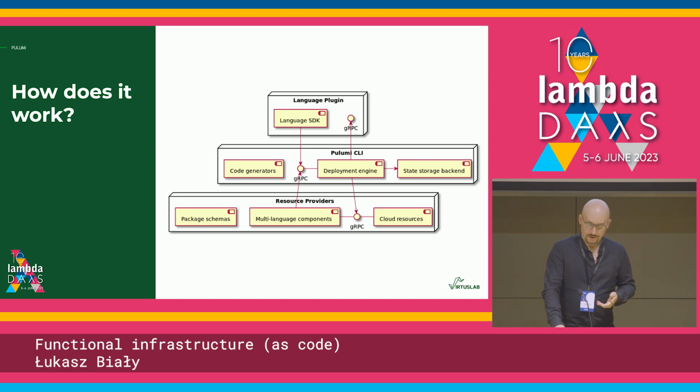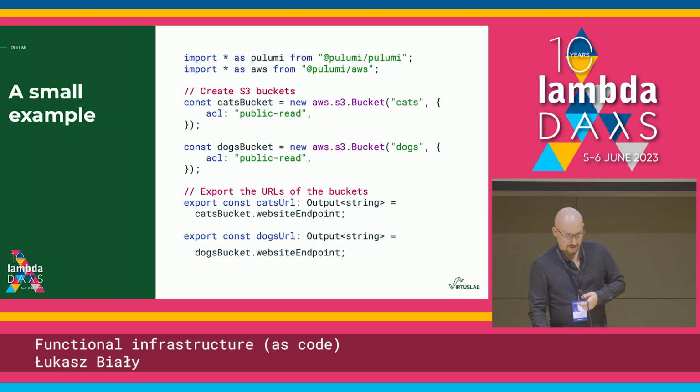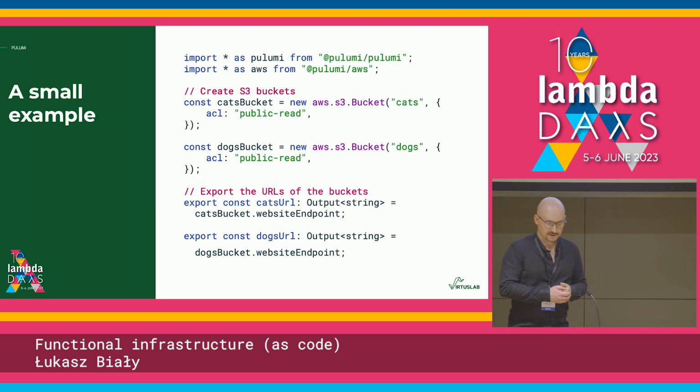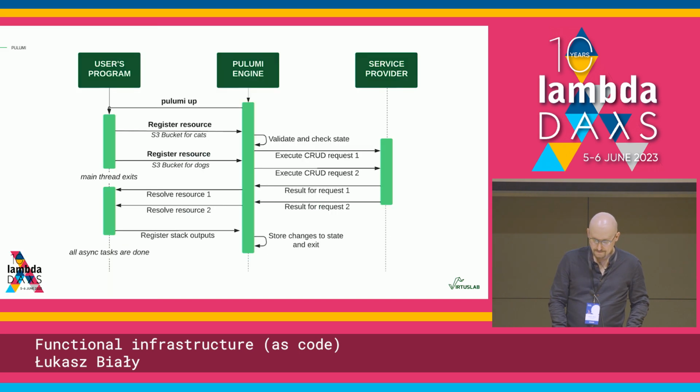So when you actually start this program, let's go into that. I have a small example of a program that doesn't do anything very interesting. It just declares two S3 buckets, one for pictures of cats and the second for pictures of dogs. And we are just exporting the URLs because you want to know what you have declared, where to send those images. It's a very rudimentary example, but I think it manages to send the message through.